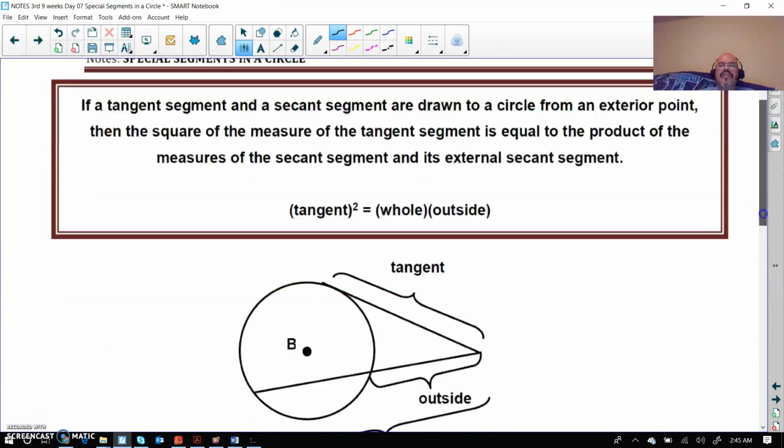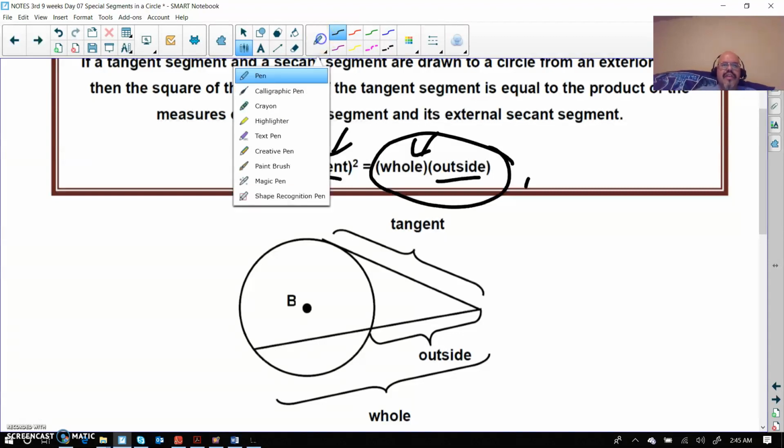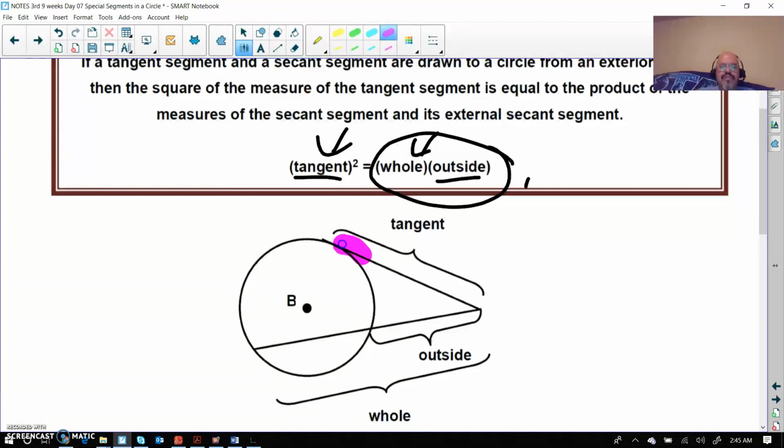I know right here it says tangent squared times the outside times the whole, but just never mind about the tangent. Just remember you're taking the length outside of the circle, which is right here, times the entire length. So we're still doing that times this.